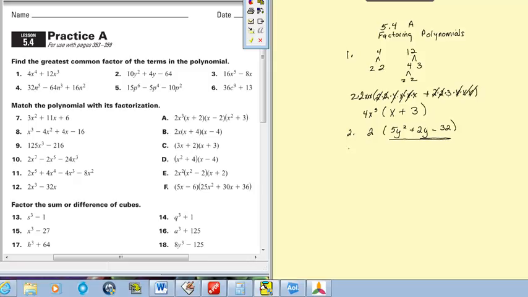Alright, number 3. What can I pull out of both of those? So 16 is 8 times 2. So I can pull out an 8, and then I can also pull an x because they both have one x at least. So what do I have left? 2x to the 4th minus 4. No, I pulled out that whole 8, so minus 1.